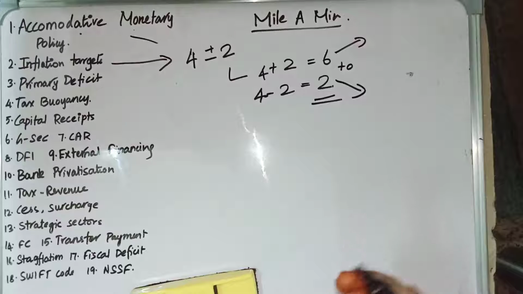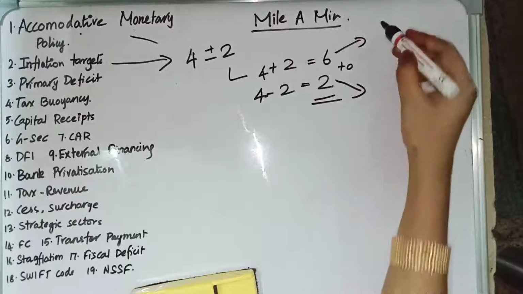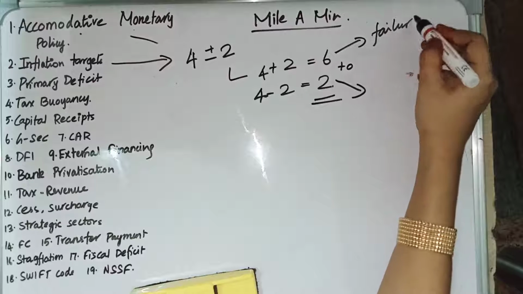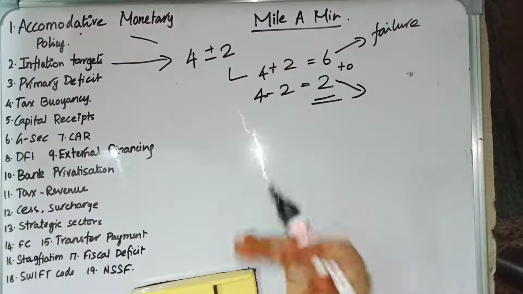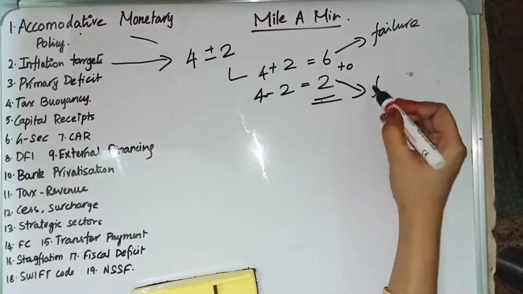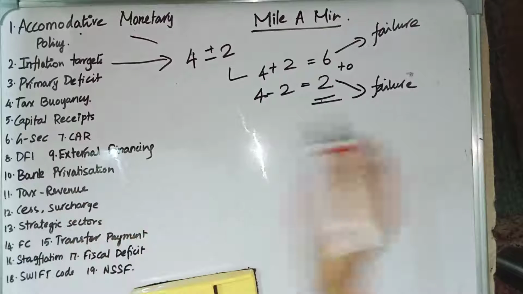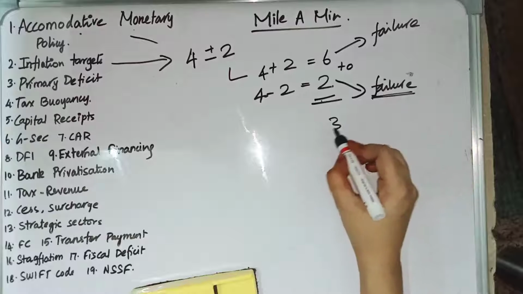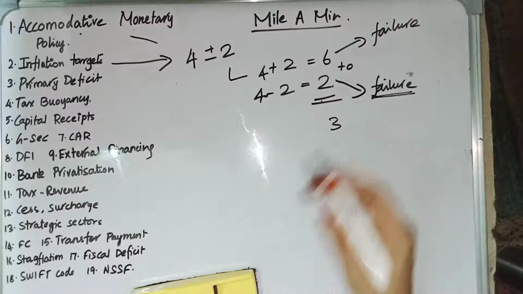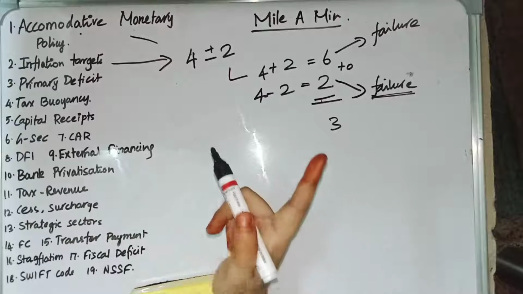If our inflation exceeds the upper tolerance level, then it is considered a failure to meet the inflation target. And if our inflation goes below the lower tolerance level, then it is also considered a failure to meet the inflation target. This failure counts if we are not able to achieve the target for 3 consecutive quarters. If it is not possible to achieve it for 3 consecutive quarters, then it is considered a failure to meet the inflation target. So let me repeat my point.